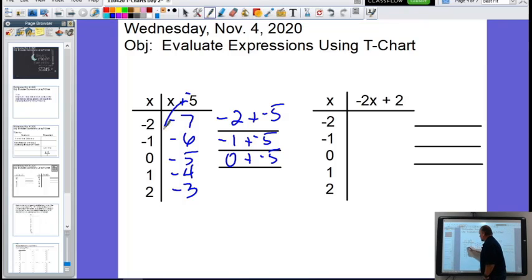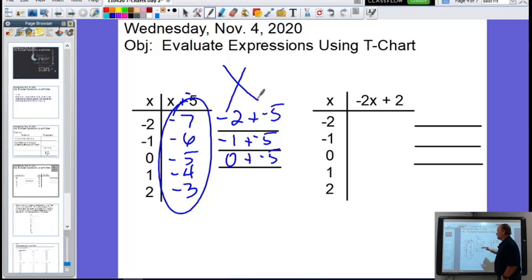You are not allowed to just give me these numbers. If I don't see work, I'm going to count your problem wrong. Okay? So please understand that. Each problem is worth 10 points. So if you do not show me this work, I will count your problem wrong, even if your answers are correct, because showing the work is part of the instructions.